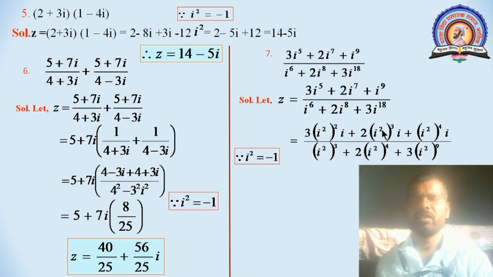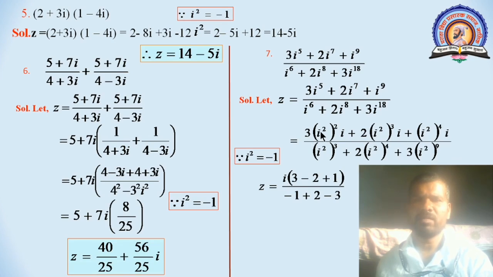i raised to 7 can be written as i square cube into i, which is i raised to 6 into 1, i raised to 7. So i raised to 9 can be written as i square raised to 4 into i. i raised to 6 can be written as i square cube. i raised to 8 can be written as i square raised to 4. i raised to 18 can be written as i square raised to 9. And we will observe that in each term of the numerator, I take i outside and put the value of i square as minus 1. You will get 3i into 3 plus 2 plus 1, because i is outside the bracket.